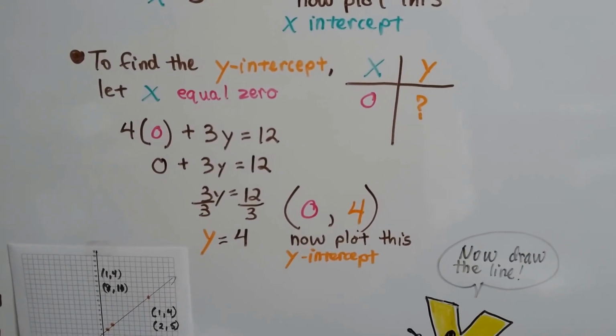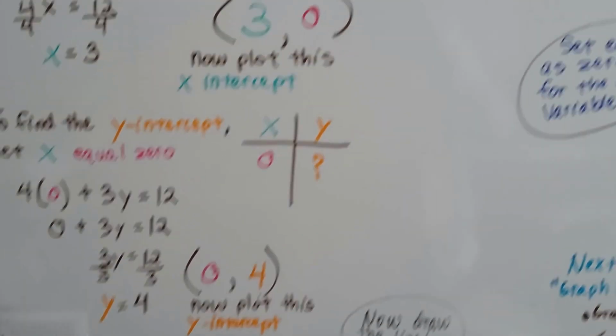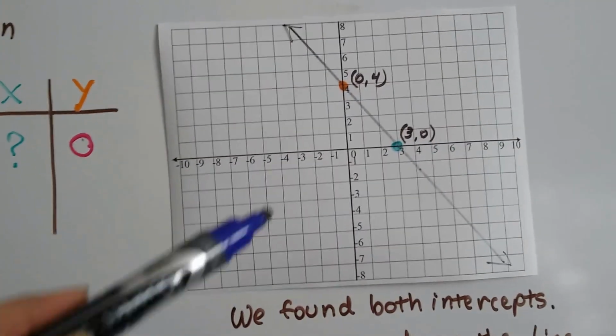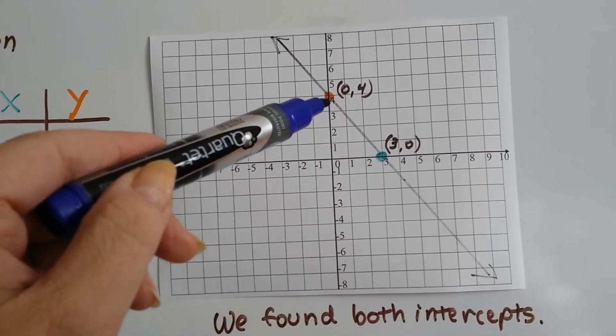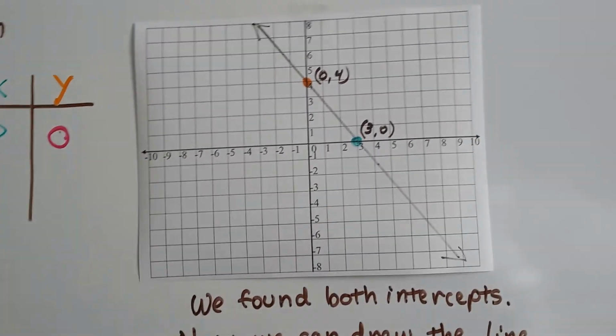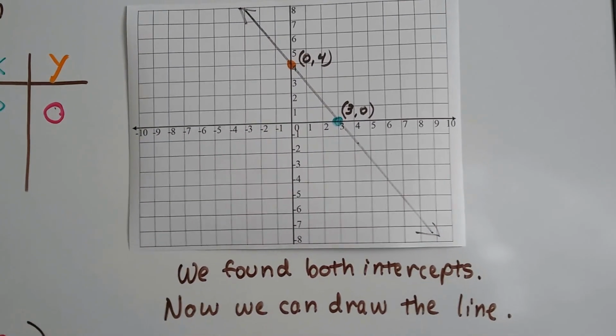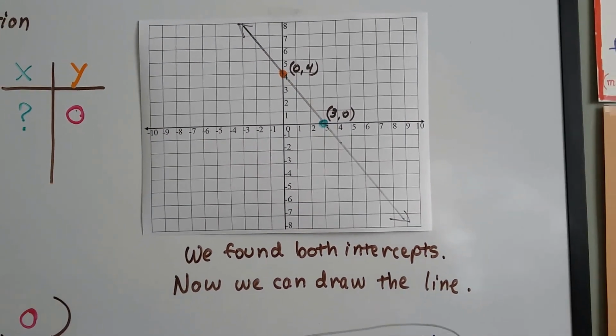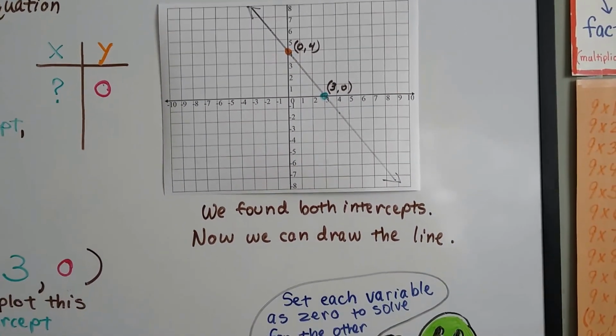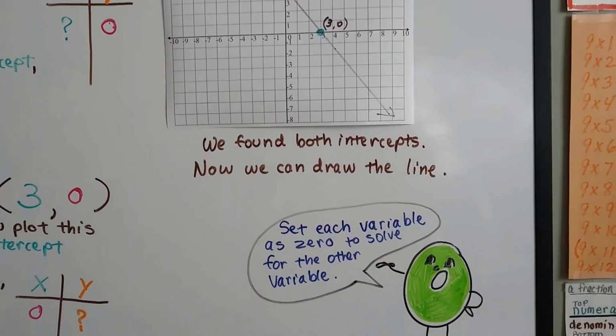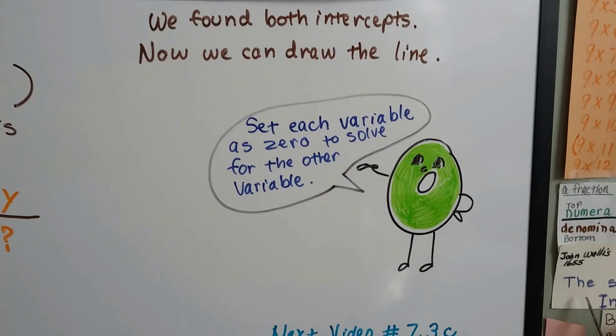Now we can plot 0, 4 for that y-intercept. And that would be right here. It's 4 on the y and 0 on the x. And now all we have to do, because we found both intercepts, is draw the line. We connect them. So we just set each variable as 0 to solve for the other variable.